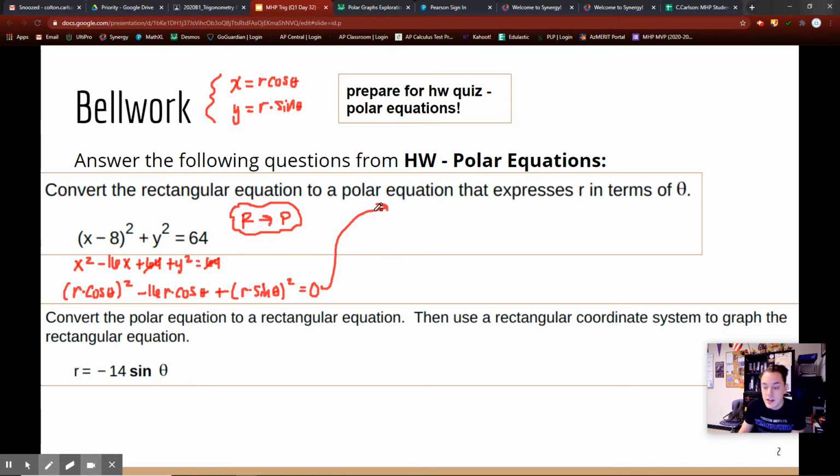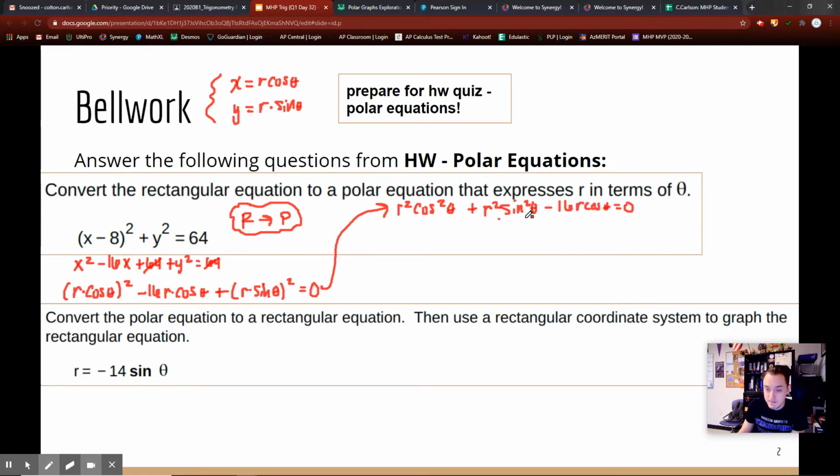I'm going to continue the work up here. So what is this going to equal? This is r squared times cosine squared theta, plus, I'm going to rearrange just slightly here, r squared sine squared theta. I'm just rearranging this term, moving it over. Minus 16 r cosine theta equals 0.